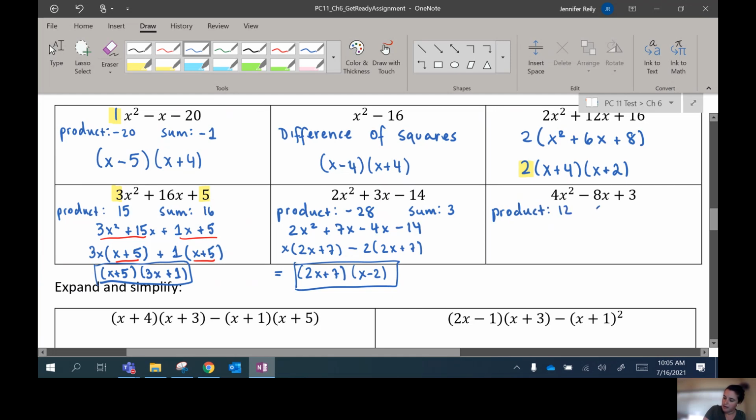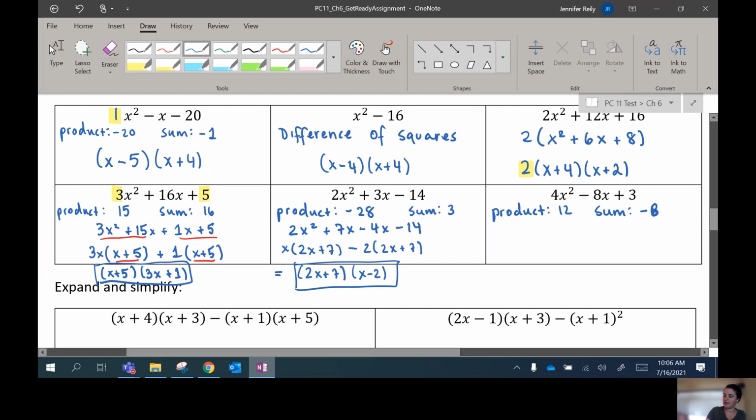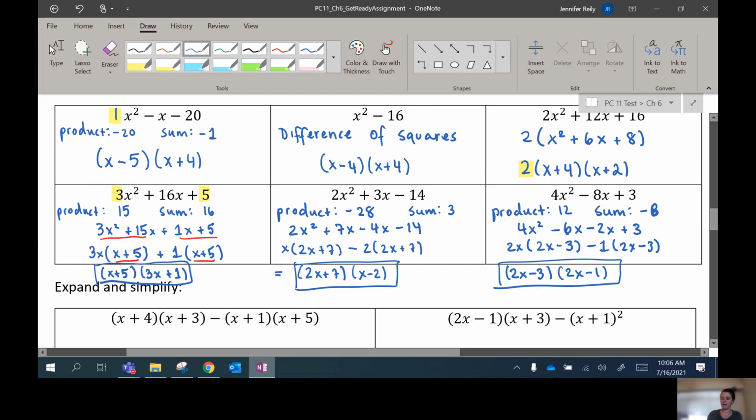Okay, and last one, product would be 12. Sum would be -8, so -6 and -2. Wait. Product 12, oh, so sum -8. Yeah, -6 and -2. I was ahead of myself there. 4x squared minus 6x minus 2x. Yeah, that works. Plus 3. Factor the first 2 terms. I can take out 2x. I have 2x minus 3. And I can take out a -1. So I have 2x minus 3. And 2x minus 3 is common in both. And then I have 2x minus 1. Okay, perfect.